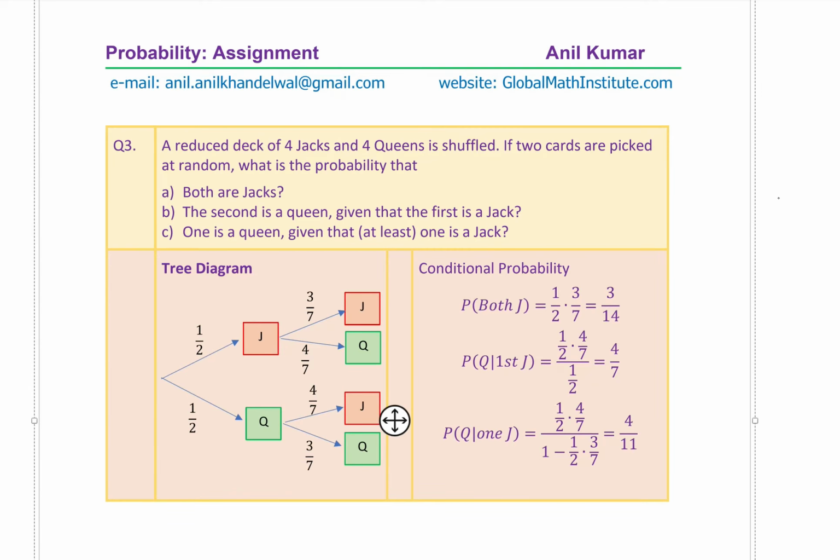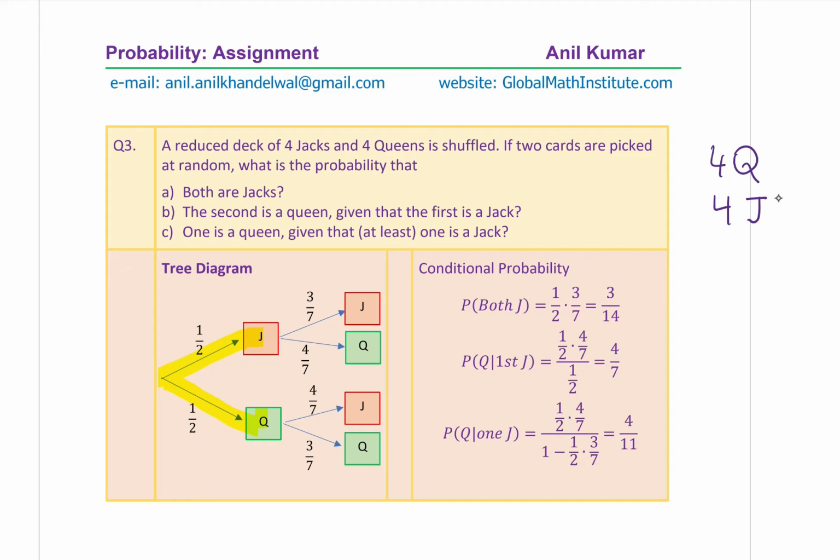Example 3. A reduced deck of 4 jacks and 4 queens is shuffled. If two cards are picked at random, what is the probability that both are jacks? Now, let's look into this case. We only have 4 queens and 4 jacks to work with. That is the reduced pack of cards we are working with. So picking a jack or a queen is 50-50, which is a 50% probability.